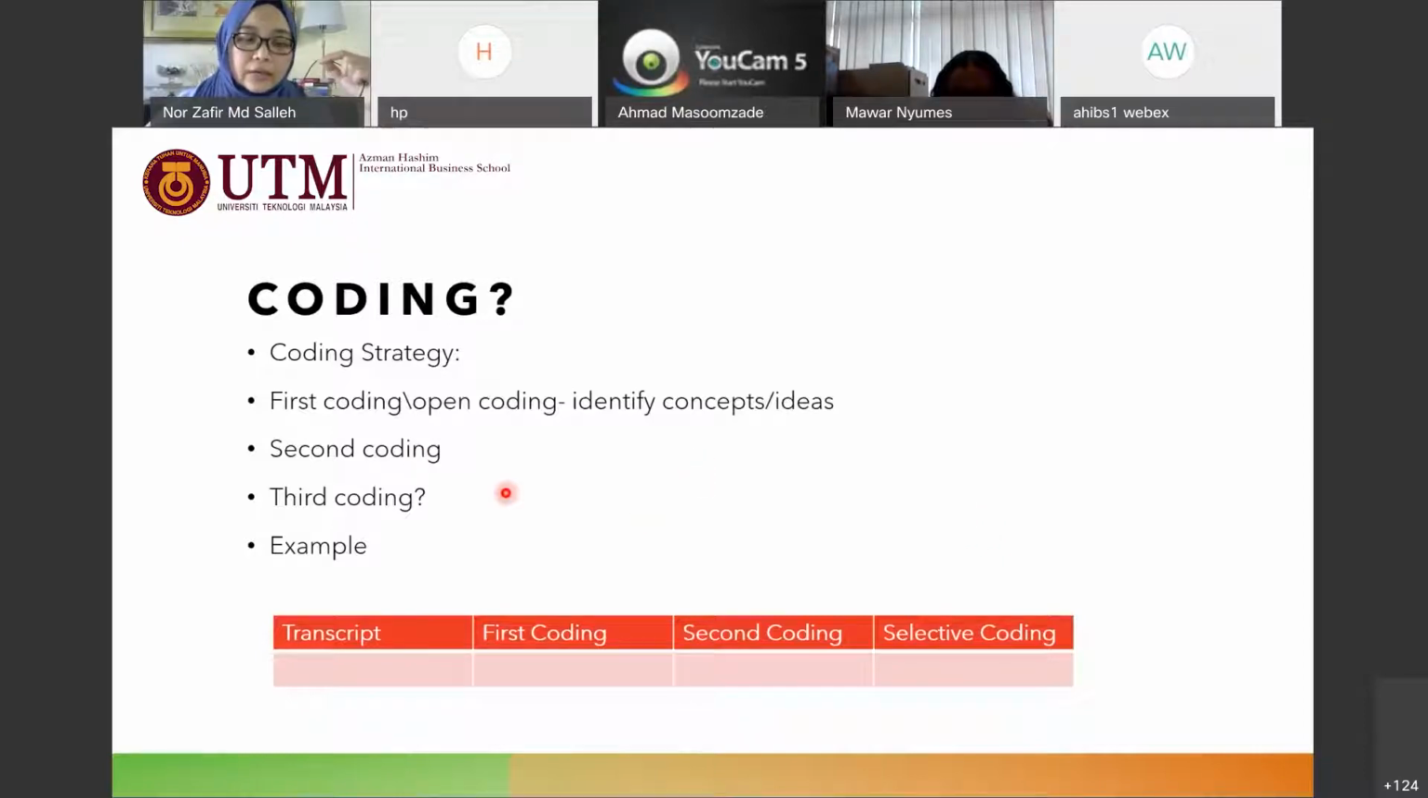And then in the second coding, you go through all the codes and make sure of the redundancy of your codes and select the best that could represent what your respondents are saying. Okay, and if you have too much data, you might need to do coding up to a third coding to get clean codes, the codes that are reliable for you to represent your respondents.